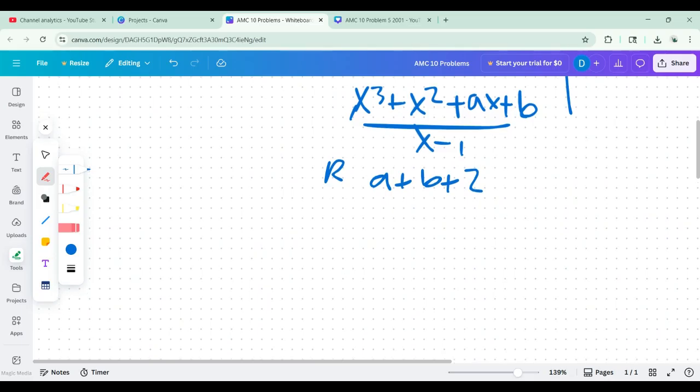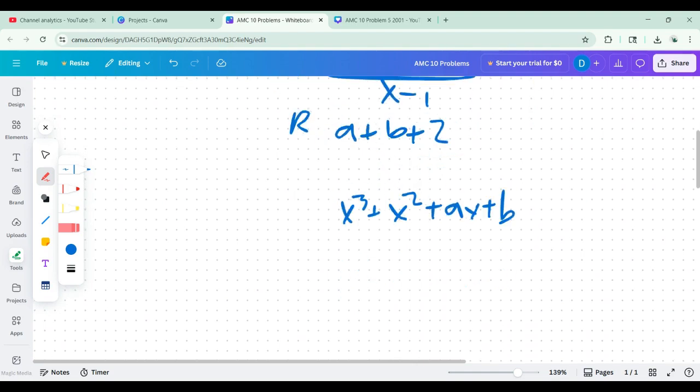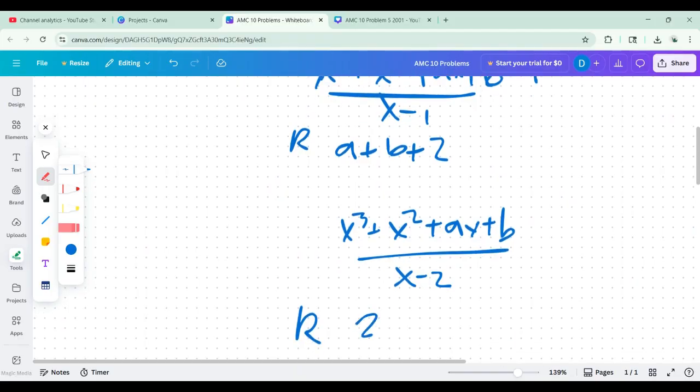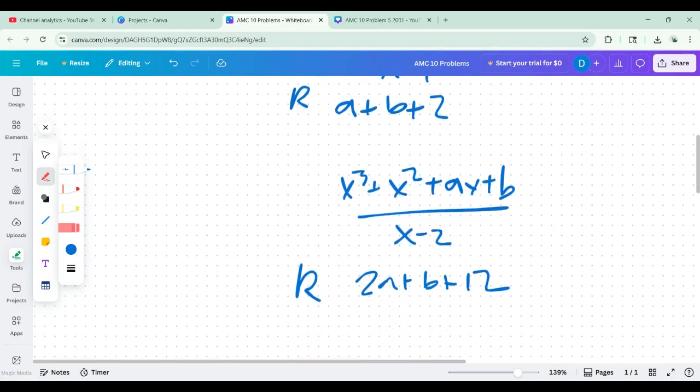And you can do that for both division instances. And when you divide by x minus 2, for example, you should get a remainder of 2a plus b plus 12. And again, I won't do it on here because it will take a lot of time. It'll be very messy. And if you know how to do synthetic division or long division, it should be pretty simple to get it.